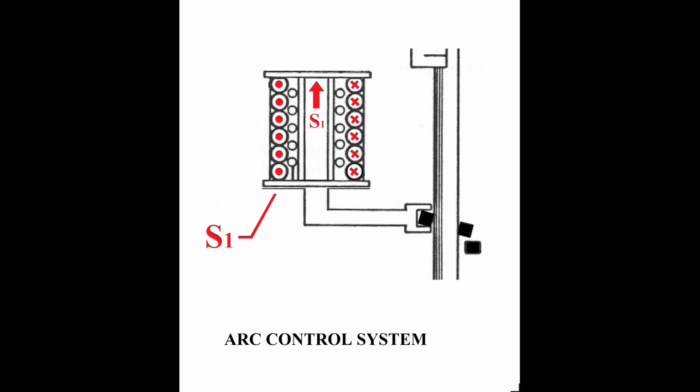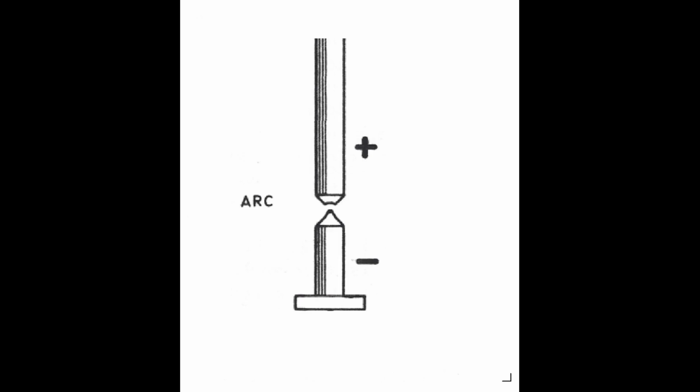The magnetic force S1, produced by the current flowing through the arc and into the solenoid S1, is adjusted so that it just balances the weight G of the upper electrode, the clutch, and the clutch carrier at a point where the arc is the proper length. Carbon was the common electrode material.